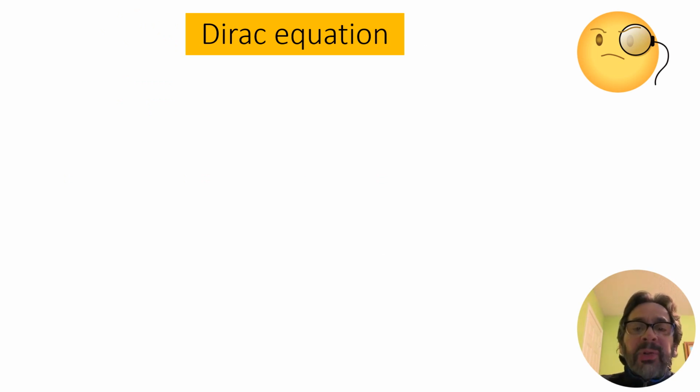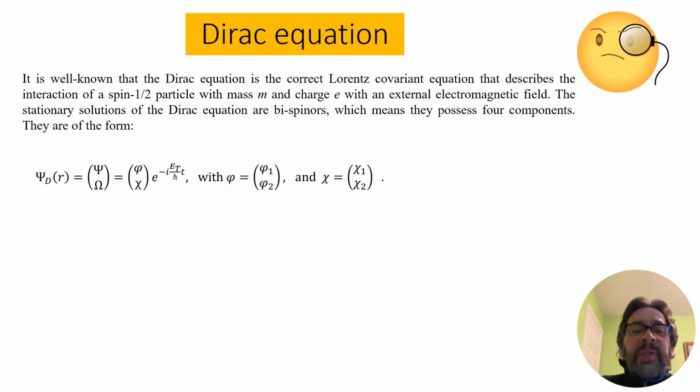Let's talk now about the Dirac equation. It is well known that the Dirac equation is the correct Lorentz covariant equation that describes the interaction of a spin 1/2 particle with mass m and charge e with the external electromagnetic field. The stationary solutions of the Dirac equation are bispinors, which means they possess 4 components. They are of the form shown below.